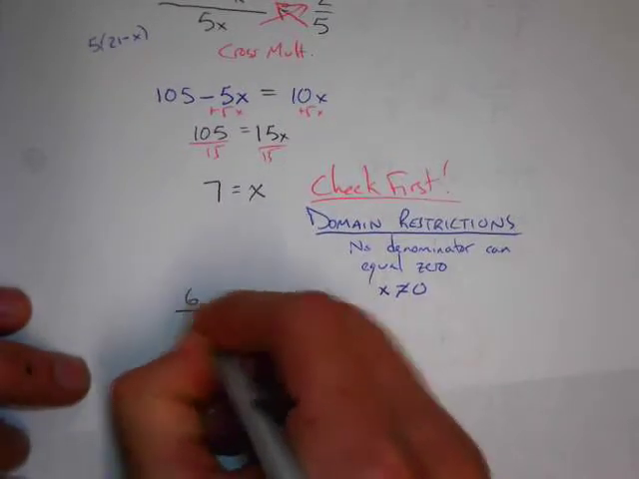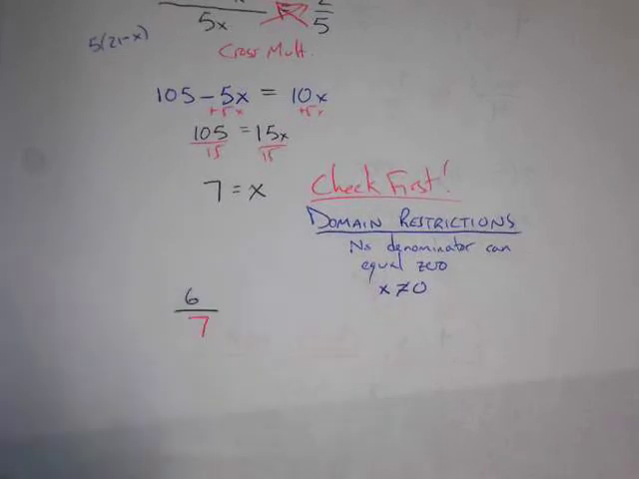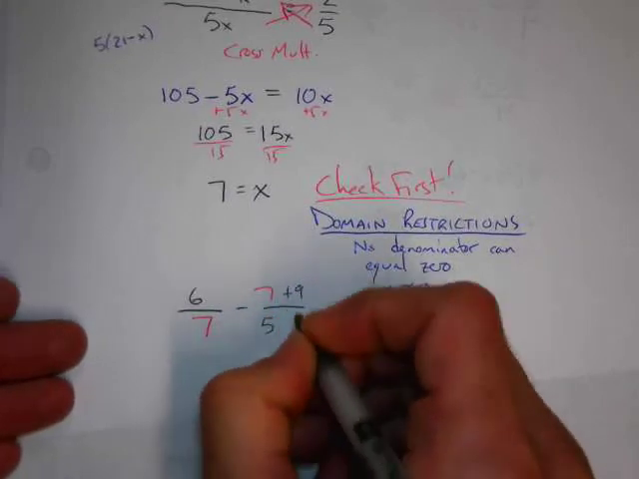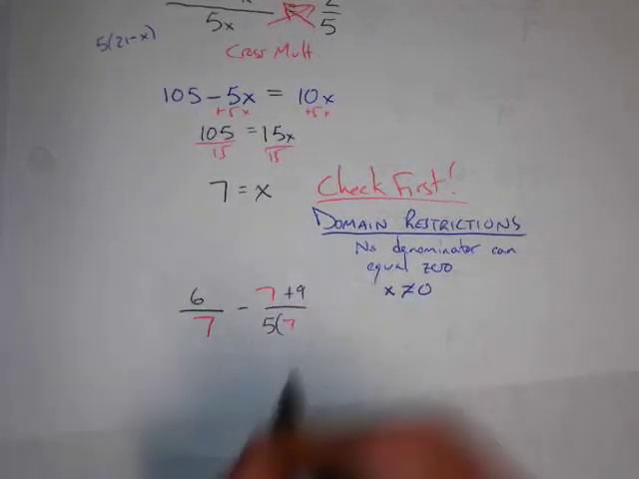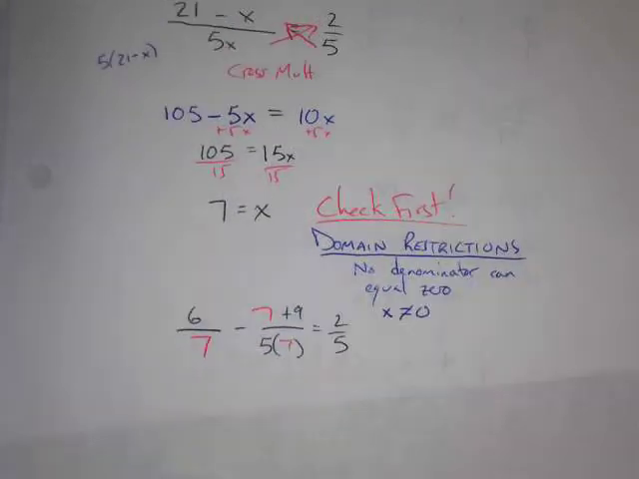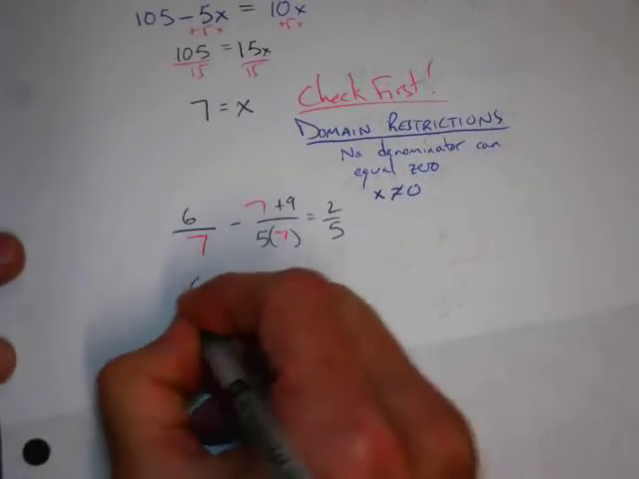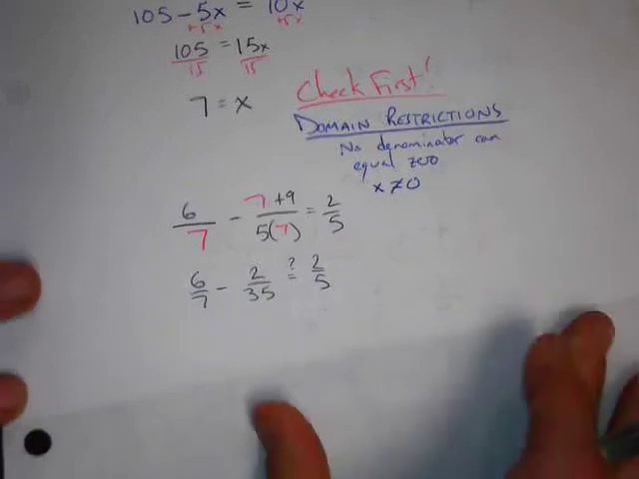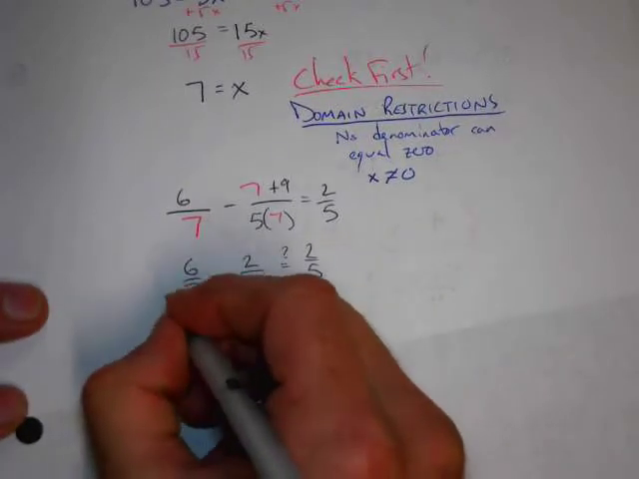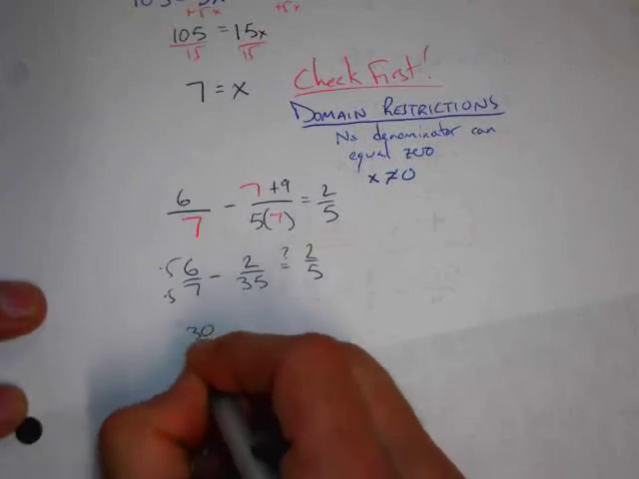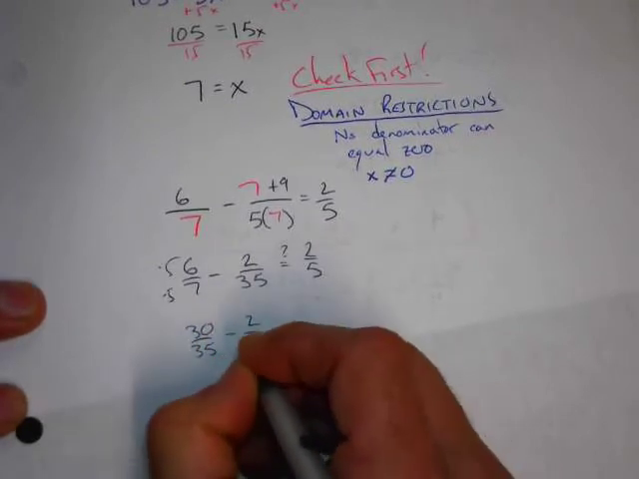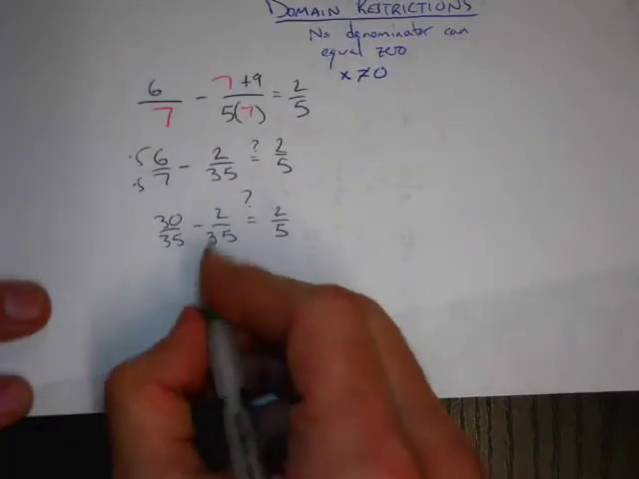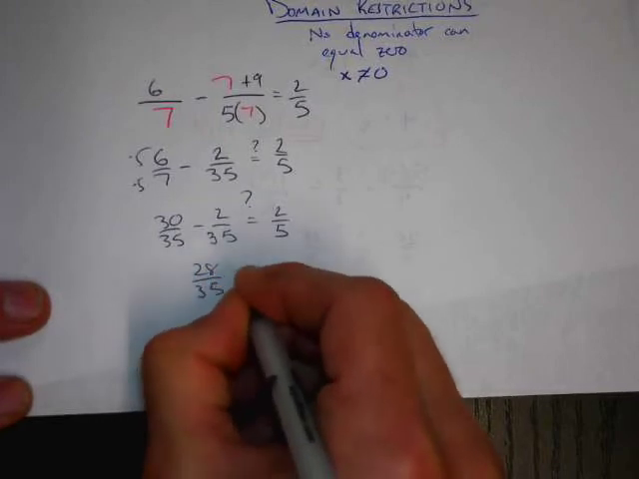All right, so when we check our answers, we have 6 over 7 minus 7 plus 9 over 5 times 7. Is that going to equal 2/5? And that's what we're going to work out real quick. So we have 6 over 7 minus 2 over 35. Does that equal 2/5? We need a common denominator in the first number, so multiply top and bottom by 5. So 30 over 35 minus 2 over 35. Well, 30 minus 2 is 28. So 28 over 35, does that equal 2/5?